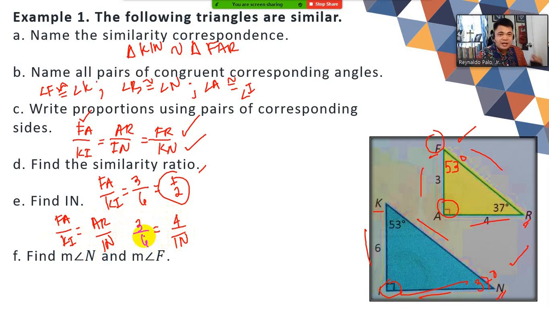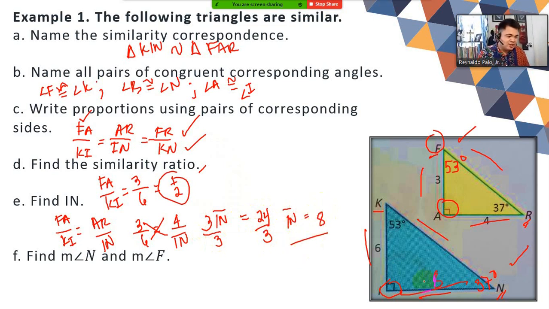We can now cross multiply. 3 times segment IN is simply 3 IN equals 4 times 6, which is 24. Then divide both sides by 3. Segment IN is now equal to 8. So the measurement of IN is 8. If we check whether we have the same similarity ratio, 4 over 8, the simplified form of 4 over 8 is also 1/2. Very good.